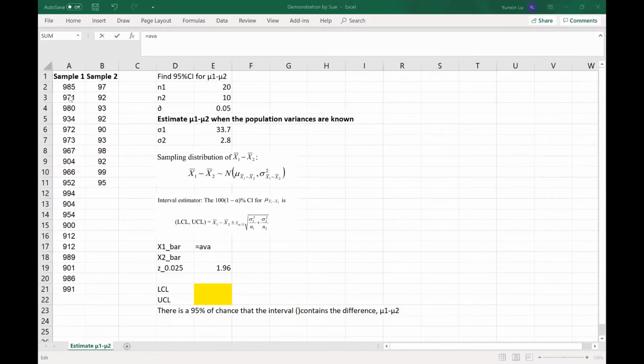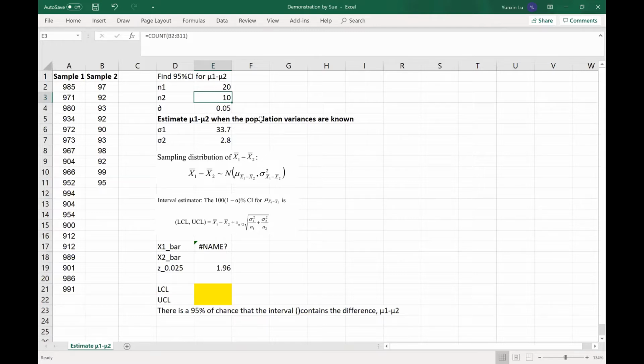Hello everyone, in this video I will show you how to estimate the difference between two populations when population variances are known. First, let's see, there are two samples. They are from two different populations. The size of the first sample is 20 and the size of the second sample is 10. And what we need to do is to find out the 95% confidence interval for the difference.